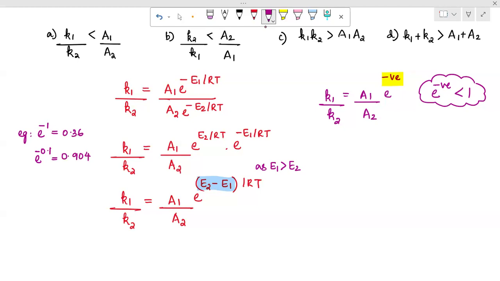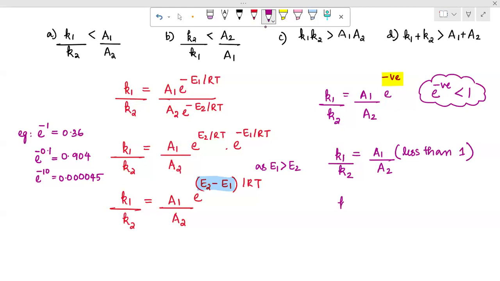Likewise, if I put a very huge number, let's say e to the power minus 10, then what I'm getting is 0.000045. So as you can see, e to the power any negative number, whether it is small or large, is going to be less than 1. Correct? So what you're getting is k1/k2 = A1/A2 into a number which is less than 1. For the sake of understanding, you can put any value.